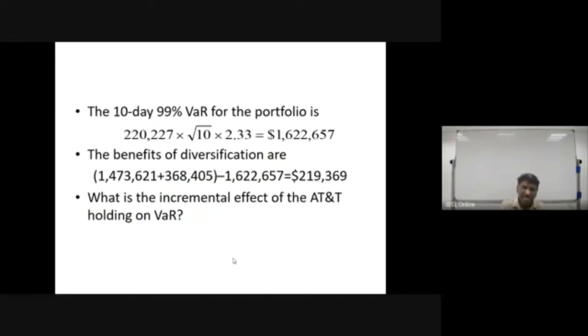So this is the technique we use in variance covariance analysis, because it's a parametric analysis, not like historical simulation, where the historical data is used directly. Here we use sigmas and mean returns for computation of value at risk.